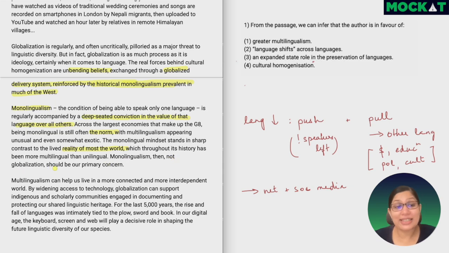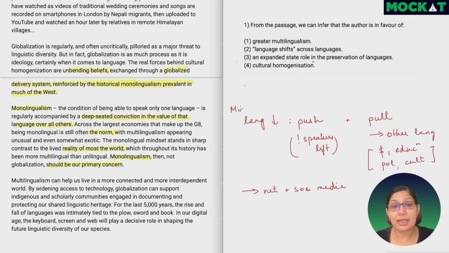Monolingualism, then, not globalization, should be a primary concern. This line is so important because it tells us that monolingualism is the root cause. That is the one which we have to be concerned about. So the problem is coming from monolingualism. Why is monolingualism causing this? Because anybody that's monolingual thinks that their language is the best, their language is above all others. So we need to somewhere fix this.